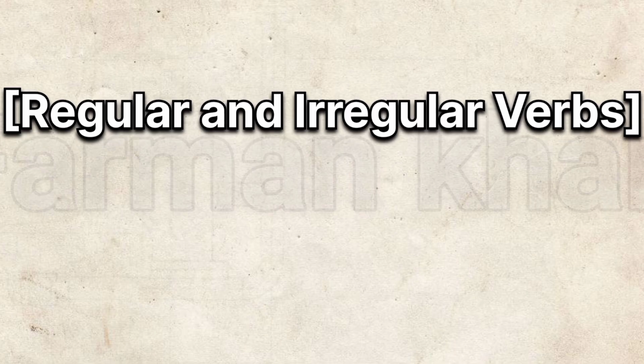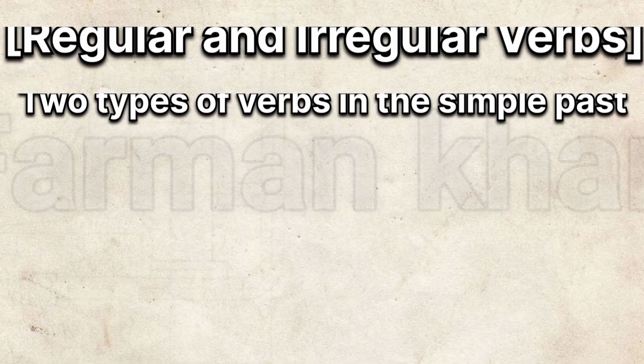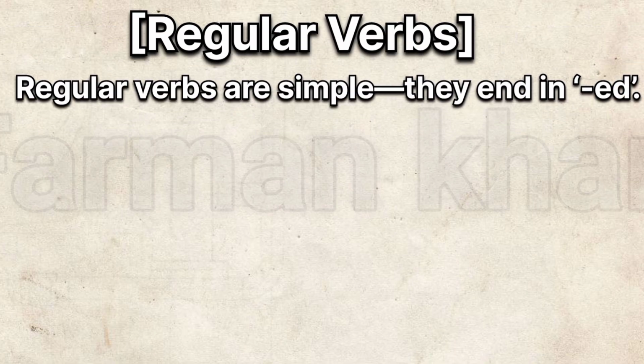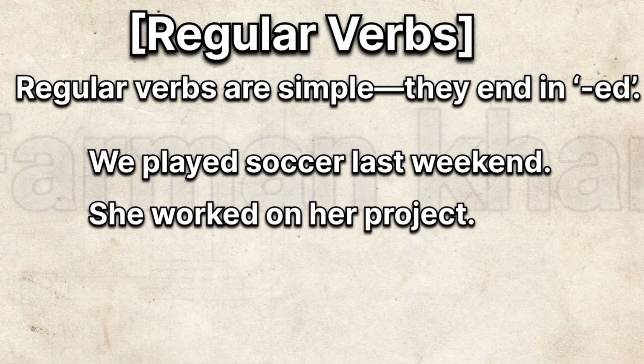Regular and irregular verbs. There are two types of verbs in the simple past: regular verbs and irregular verbs. Regular verbs are simple, they end in ed. For example, we played soccer last weekend. She worked on her project.